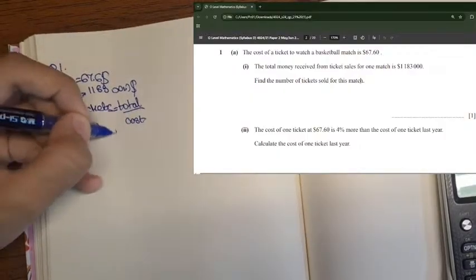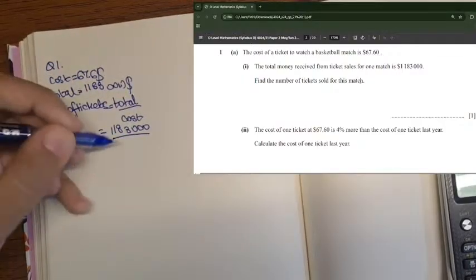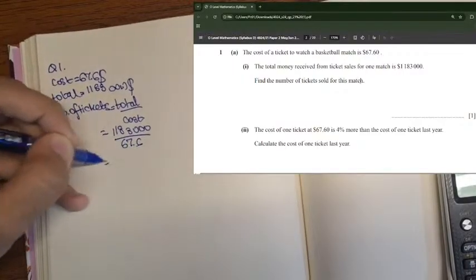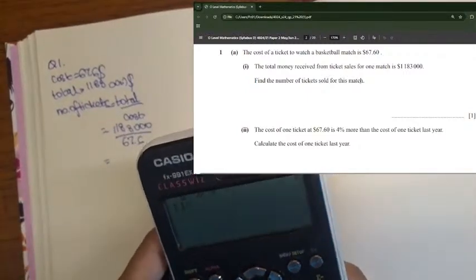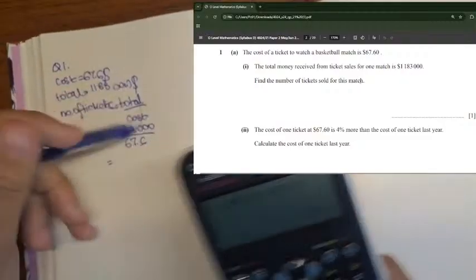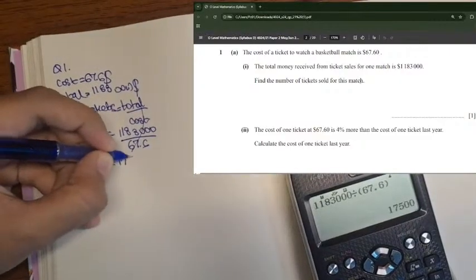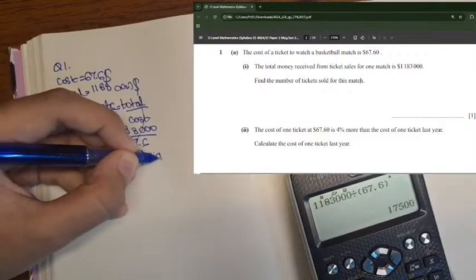So the total cost is 1,183,000 upon the cost for one ticket, which is $67.6. So now we can just use a calculator to evaluate this. 1,183,000 divided by 67.6 comes out to be 17,500. This is the number of tickets that are sold for this match.